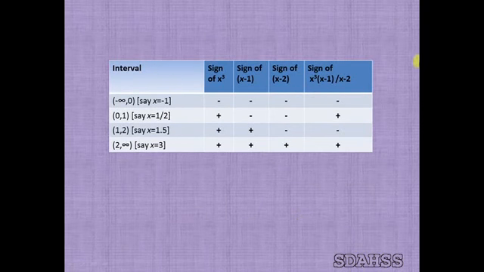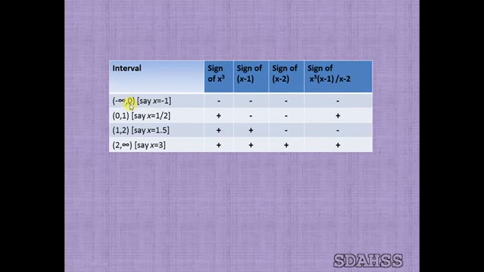Then draw one tabular column, write all the intervals, minus infinity comma 0, 0 comma 1, 1 comma 2, 2 comma infinity. And then you take down the question x cube into x minus 1 divided by x minus 2. First you have to write sign of x cube, sign of x minus 1, then sign of x minus 2. In the last column you have to write the question.